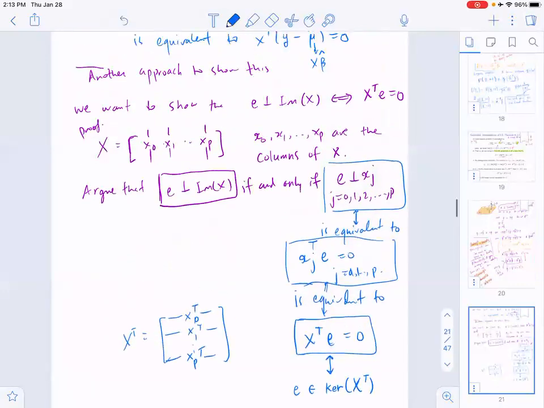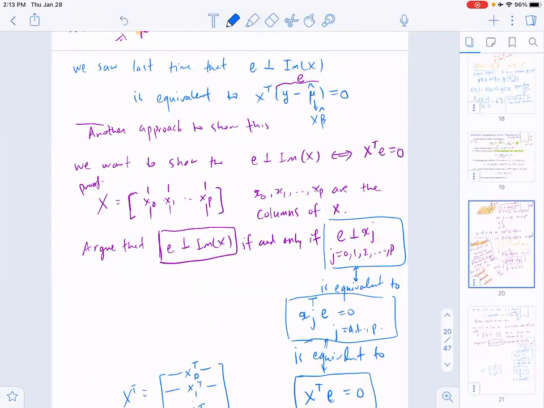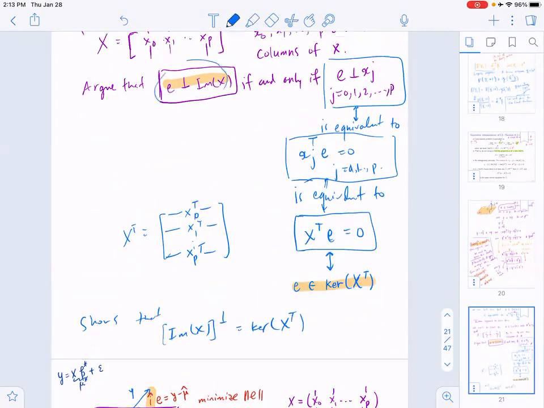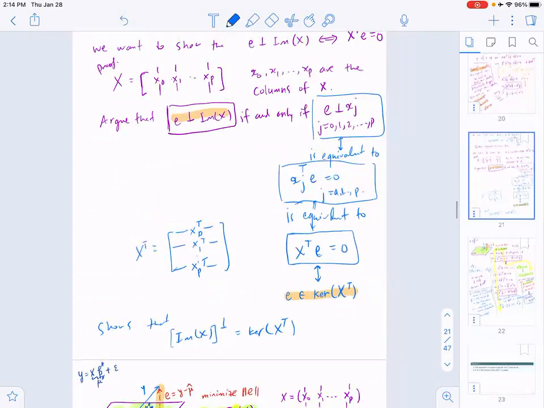So you have shown, and this argument doesn't have anything to do with what E was, that E is orthogonal to the image if and only if E belongs to the kernel of X transpose. So this shows that in fact image of X perp is equal to the kernel of X transpose, because image of X perp is the set of all vectors that are orthogonal to the image. And these are exactly the vectors that are in the kernel of X transpose. So this argument actually proves that statement.